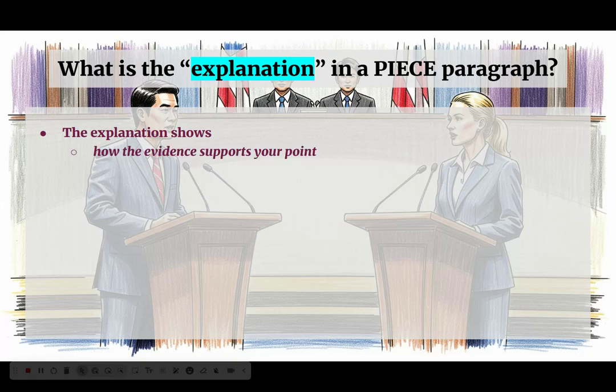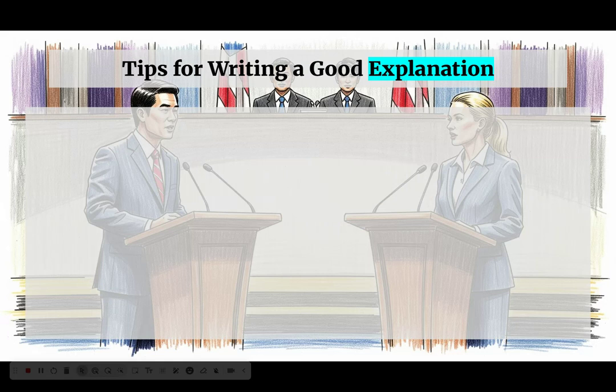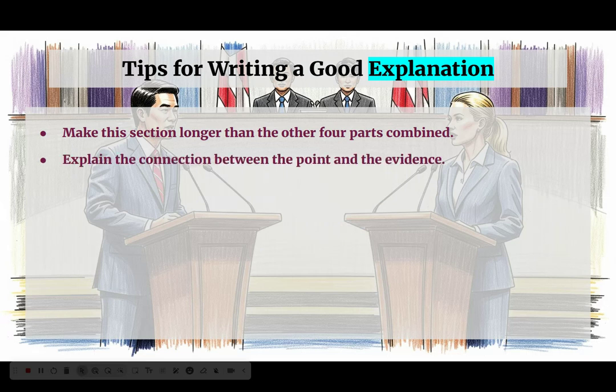The explanation shows how the evidence supports your point and why it matters to the reader or the world. So think of the explanation as an answer to the reader's question, why should I care about any of this? When you're writing a good explanation, the last part of any good argument paragraph, this section should be longer than the other 4 parts combined. This is a very big part, which you'll see in a little bit.